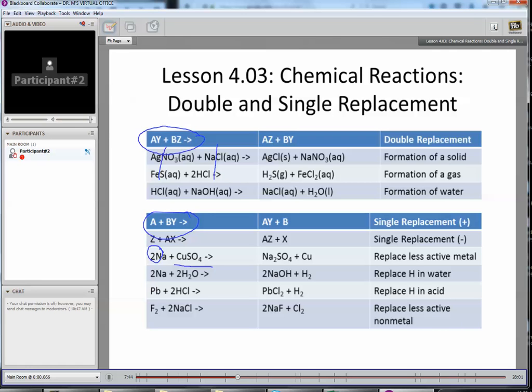The metals will switch positions, and when the metals switch positions, they're going to form new compounds, and that will sometimes also change parts of the subscript. So remember, when we're predicting products, we can change subscripts. We don't change subscripts when we balance chemical equations.